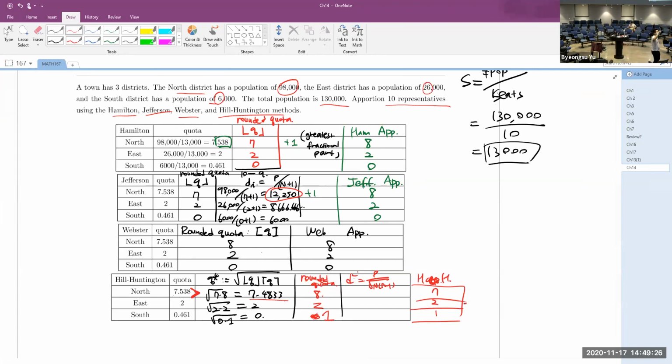D is equal to population over the square root of n times n minus 1, where n is the rounded quota, and n minus 1 is the rounded quota minus 1. Yes, 7, yes. So yeah, I was a little bit skewed last time, so I just want to make it clear.